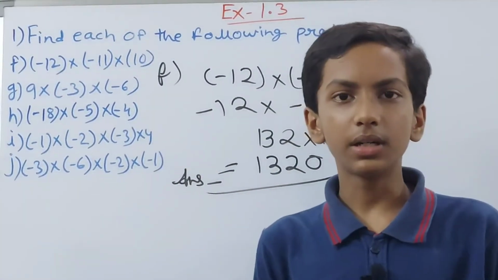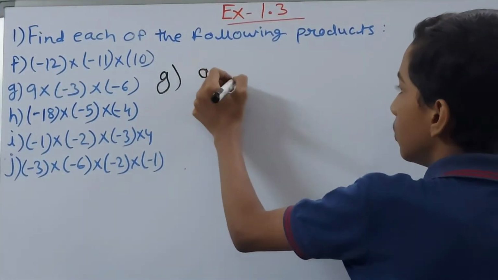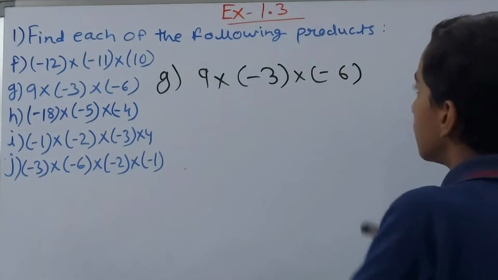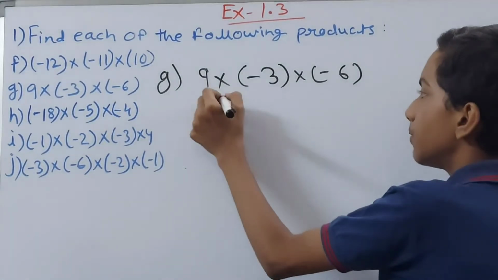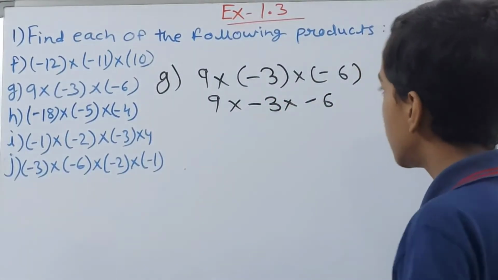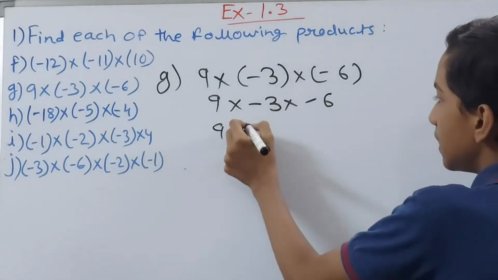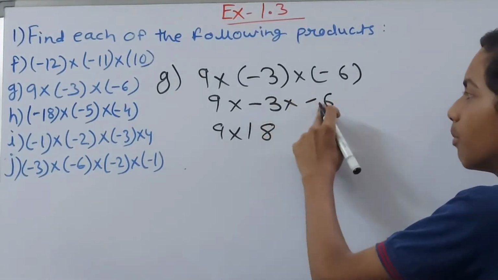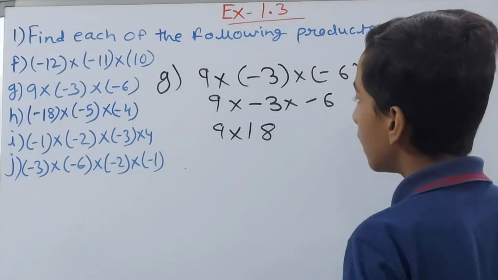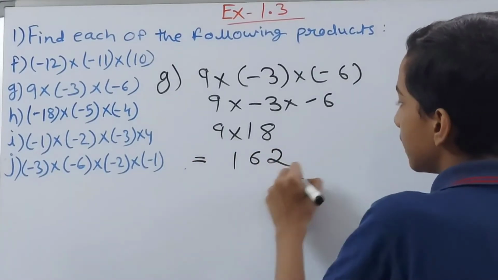Let's move on to the next part. Now we have the G part, and it is 9 into, in brackets, minus 3 into minus 6. Alright, now we solve this as well. So first of all, 9 into minus 3 into minus 6. Alright, this becomes the question now. This we solve, so 3 into 6 is 18, and since both of them have minus signs, we don't put any sign, just plus simply, so just leave it like that. Now 9 into 18, so what will it be? 162, and it is our answer.